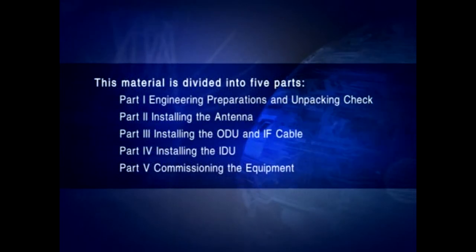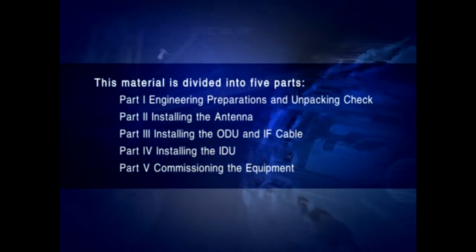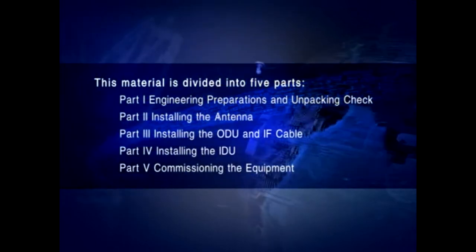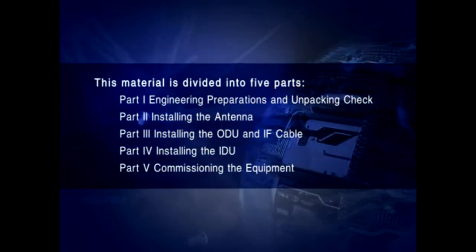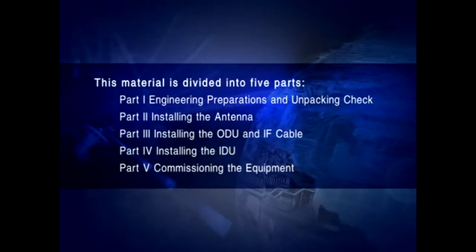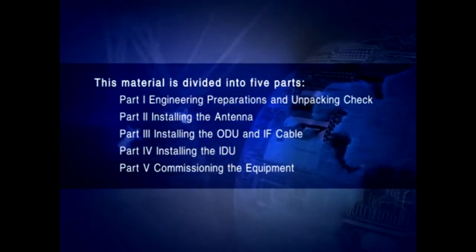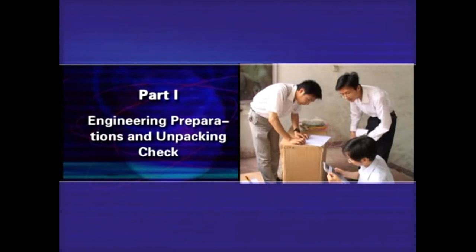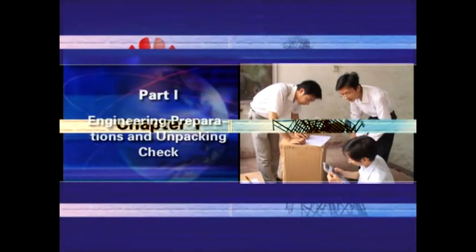This material is divided into 5 parts. Part 1, Engineering Preparations and Unpacking Check. Part 2, Installing the Antenna. Part 3, Installing the ODU and IF cable. Part 4, Installing the IDU. Part 5, Commissioning the equipment. Part 1, Engineering Preparations and Unpacking Check.